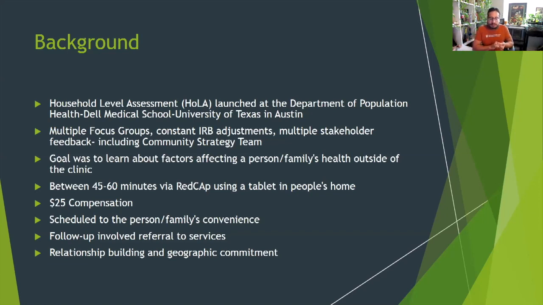We also, at the Department of Population Health, have a team that we have hired, folks from the community, called the Community Strategy Team. These are 6 members from the community that serve as consultants, and they get paid for meeting and providing advice and guidance to research that we're doing at the Department of Population Health. This team provided really valuable information as to how this assessment should take place in people's homes.